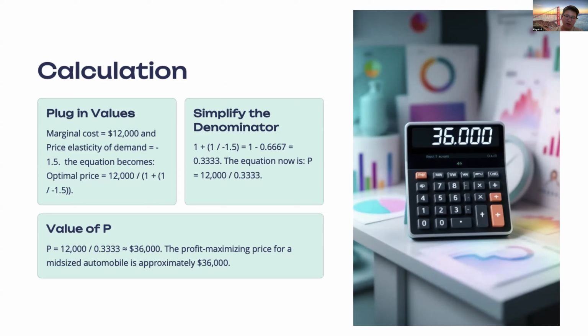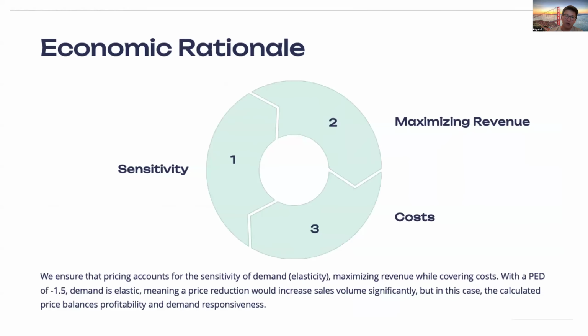If we work out the denominator, finally we can get the value of the optimal price: $12,000 divided by one third. So we have approximately, sorry, $36,000. This is the final answer.